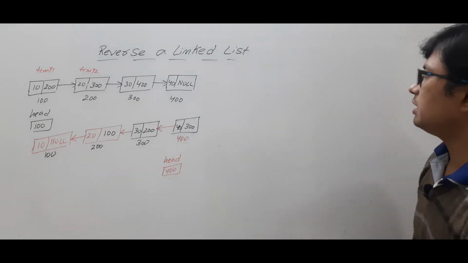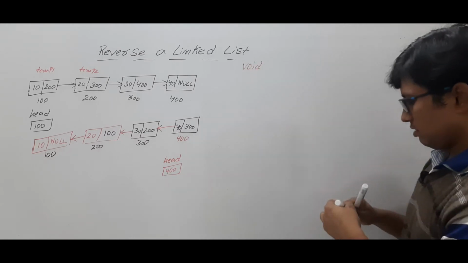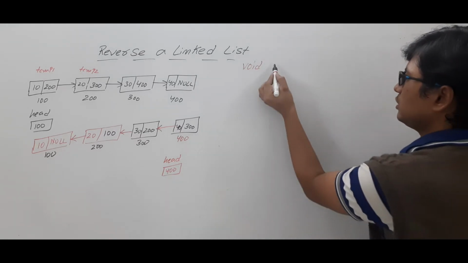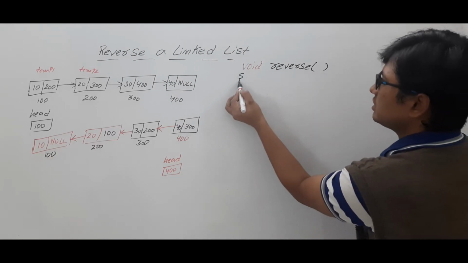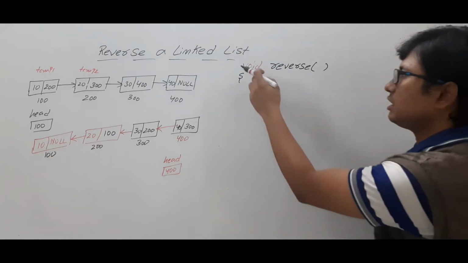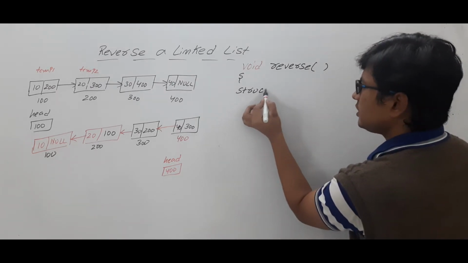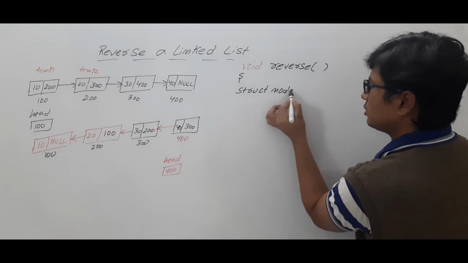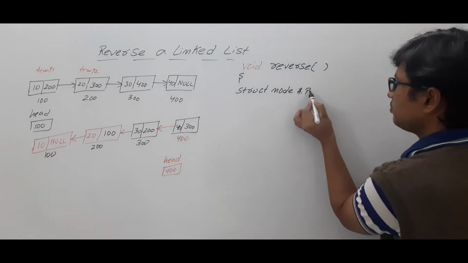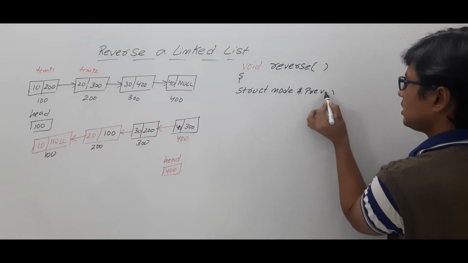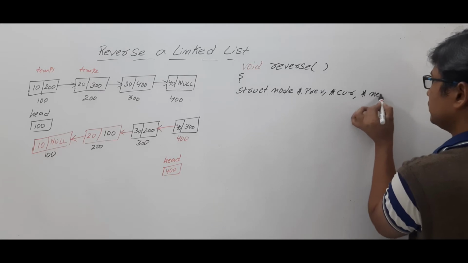So that's why let me use 3 pointers. I will write a user defined function called reverse which does not return anything. So that's why I have used the return type as void. Then I need to declare 3 variables or 3 pointers of struct node. One is previous, another one is current, another one is next node.